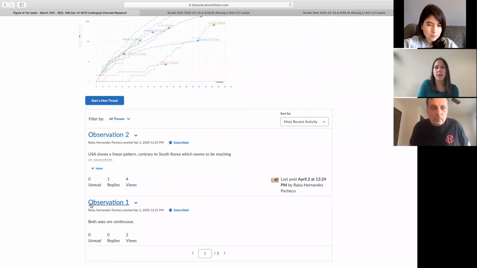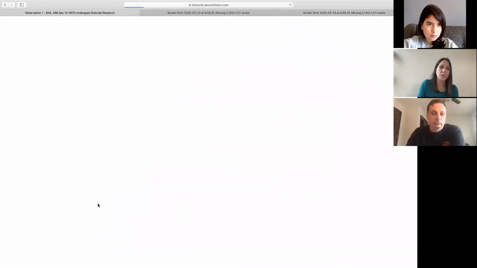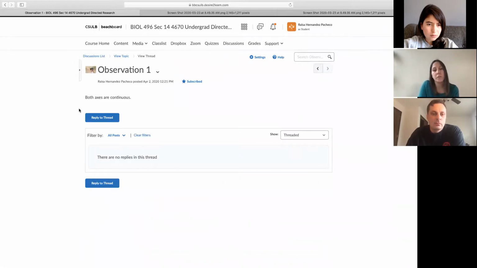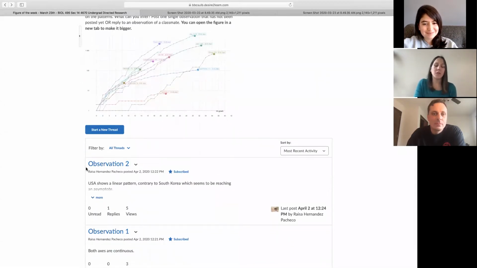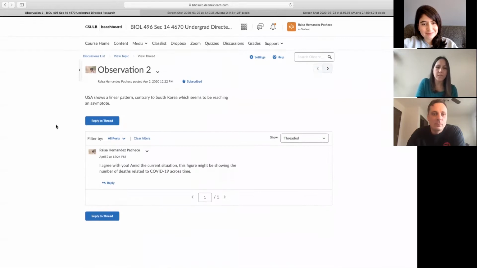Let's say I'm a participant and I want to look at observation 1. The thread could be as simple as "both axes are continuous." That's an observation. But let's say I'm not interested in participating in that one, so I look at the other one. In observation 2, a student says, "I can see that the USA shows a linear pattern contrary to South Korea, which seems to be reaching an asymptote." I'm interested in that and reply, "Oh yes, I agree with you. This figure must be the cumulative number of deaths of COVID across time."